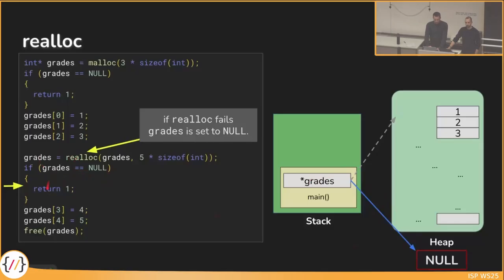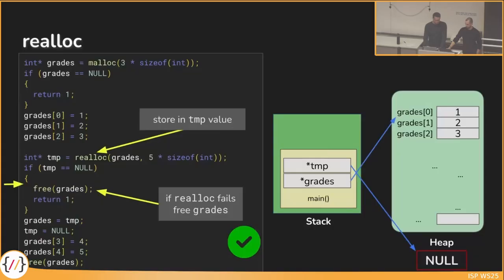And if this is null, we want to quit our program with return 1, but now the problem is that we lost the reference to our first allocated memory on the heap, which has not been freed by realloc, and this would cause a memory leak. So the solution for this could be to store it in a temporary variable to get this new pointer here in temp.